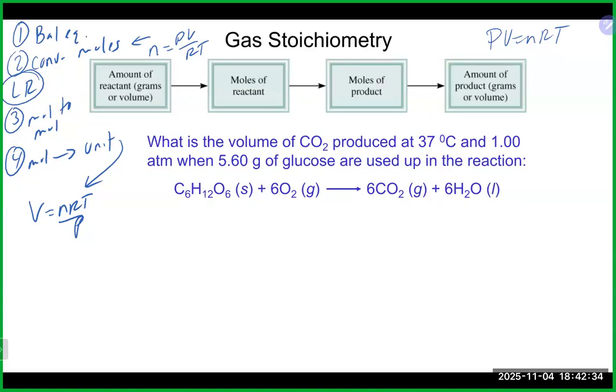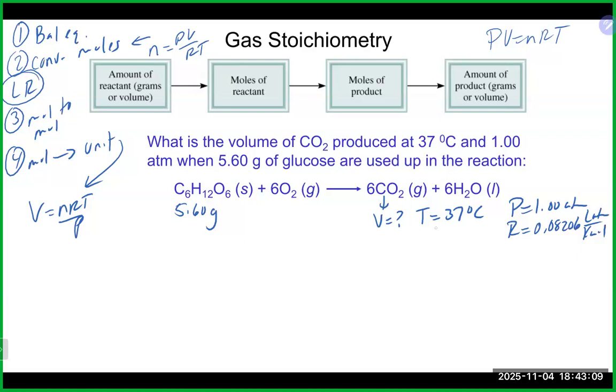So let's take a look at this one here together. What is the volume of CO2 that would be produced in this case at 37 degrees Celsius, 1 atmosphere, if we started with 5.6 grams of our glucose? We basically want to know the volume of this gas, and since it's a gas, we'll take all the gas information with it, like our temperature is 37 degrees Celsius, our pressure is 1 atmosphere. We always have R available to us, even though it's not given to us in a problem. And like normal, we're going to convert that into Kelvin, so we'll take 37 plus 273.